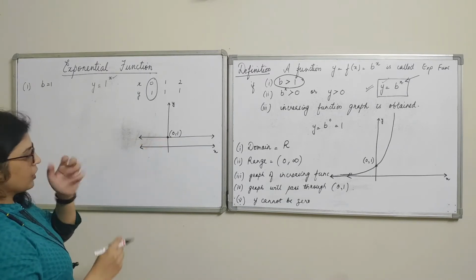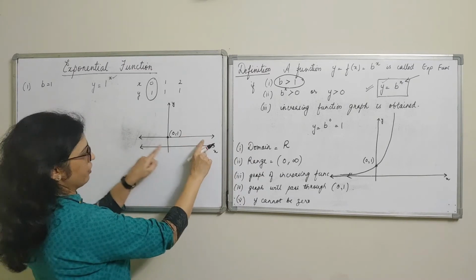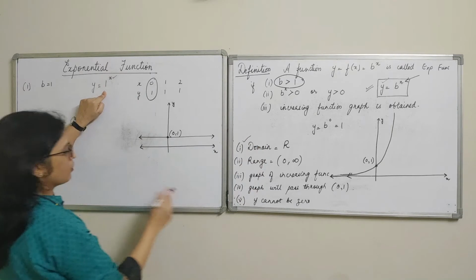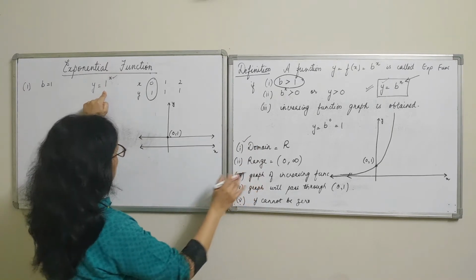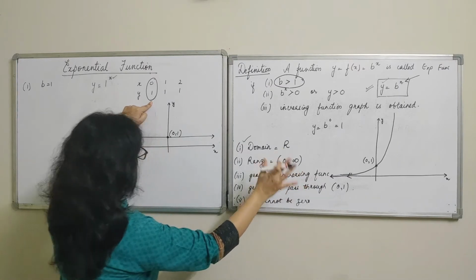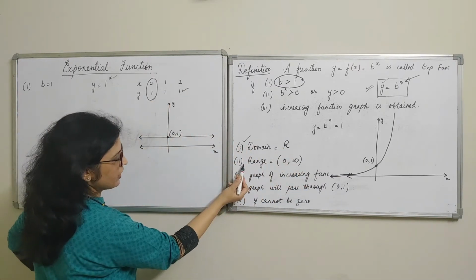Look at this curve and compare it. According to the graph, the domain of this function is the set of real numbers. What is its range? Its range means values of y. Are values of y lying in this range? No, value of y is exactly 1. So this condition is not satisfied.